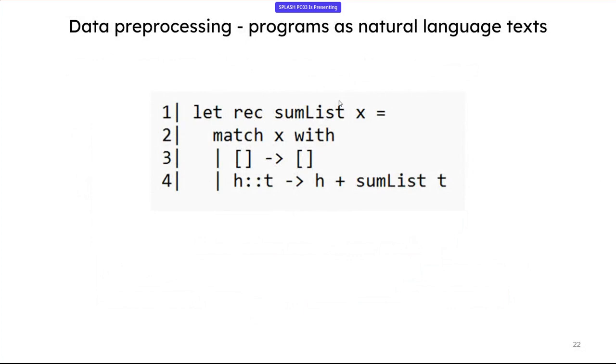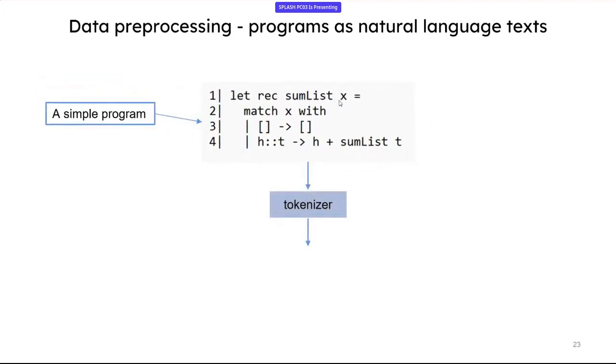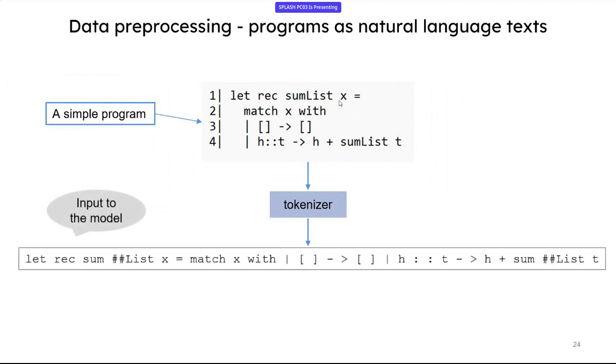Okay, the next interesting part is that we want to show you how we transform the type error diagnosis problem into a problem that a language model can handle. First we have our simple program here, and we can use a tokenizer to tokenize it into a list of tokens, and this list of tokens will serve as our input to the model.